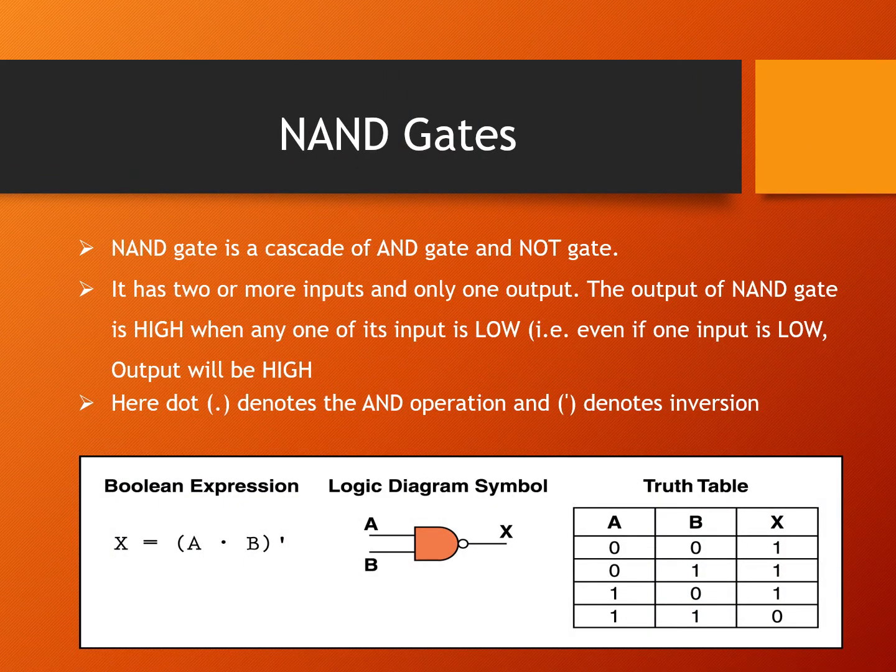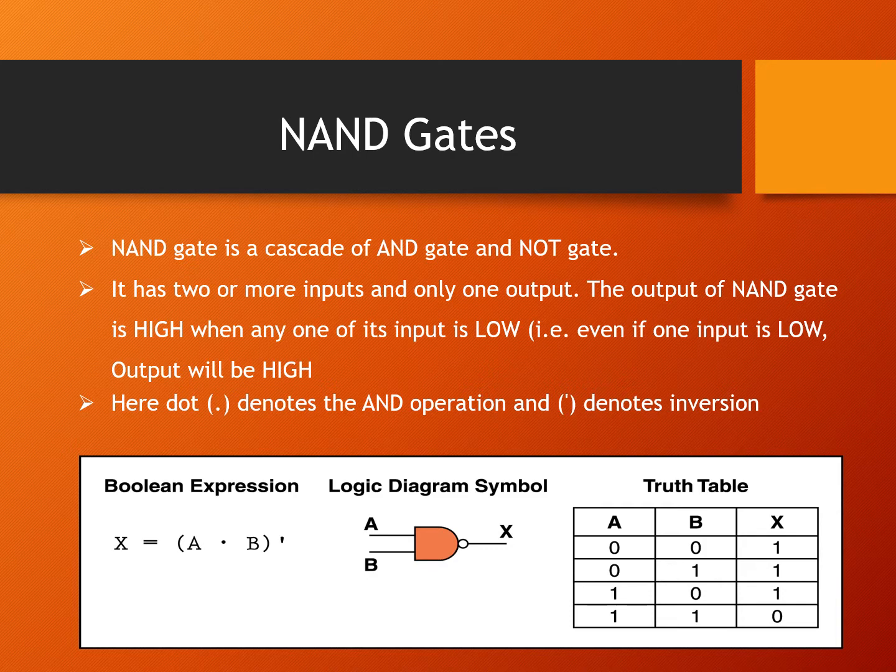NAND gate is a cascade of AND gate and NOT gate. It has two or more inputs and only one output. The output of NAND gate is high when any one of its inputs is low. That is, even if one input is low, output will be high. Here, dot denotes the AND operation, and apostrophe denotes inversion.